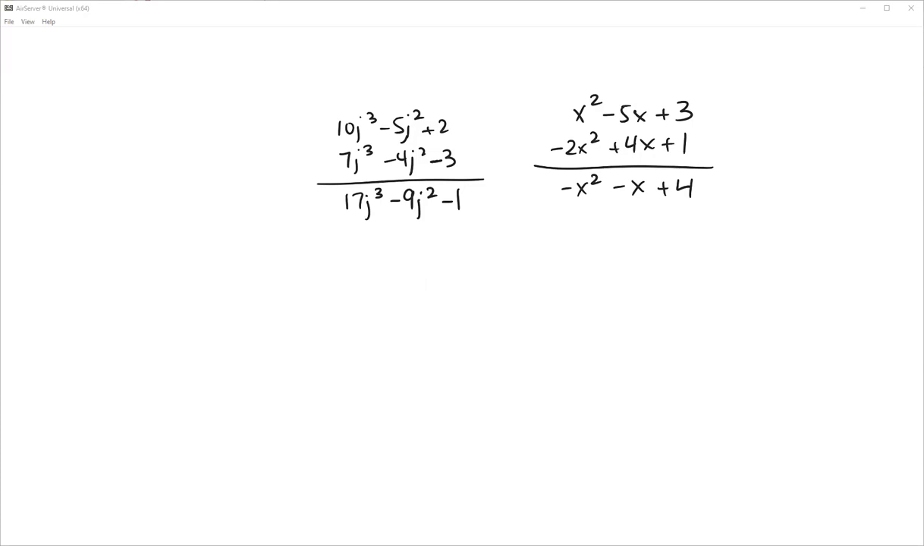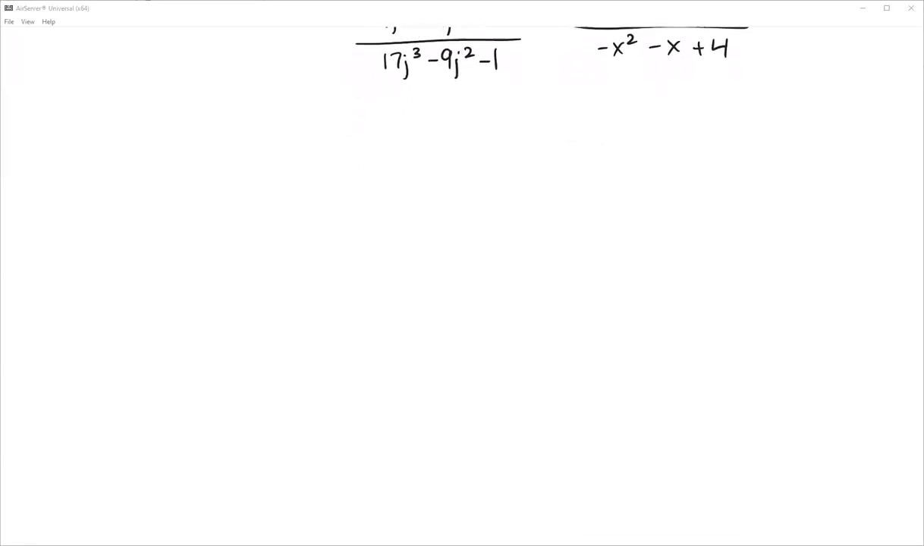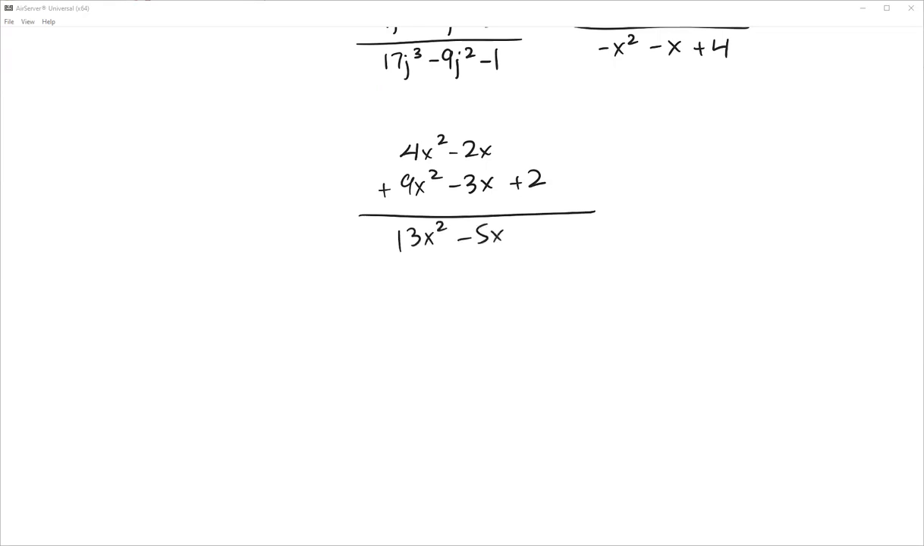Number 2 gets a little tricky because you have to distribute that negative sign. So it'll be 4x squared minus 2x. You distribute the negative, so it'll be minus 3x plus 2, and then plus 9x squared. When you do that, 13x squared minus 5x plus 2.